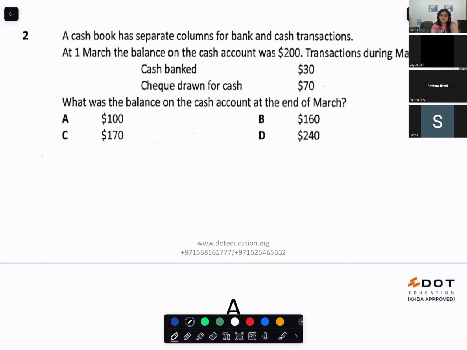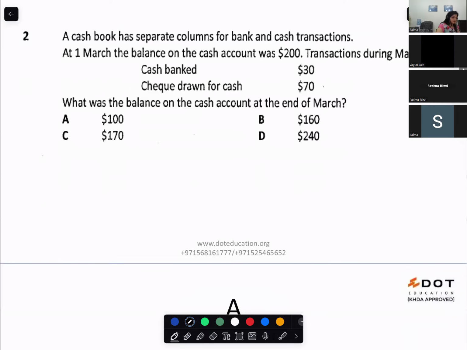A cash book has separate columns for bank and cash transactions. At 1st March, the balance on the cash book was $200. Transactions during March were cash banked 30 and check drawn for cash 70. What was the balance on the cash account at the end of March? Tell me, what will you do? Your cash book has two separate columns. That means one column is for cash and one column is for bank.